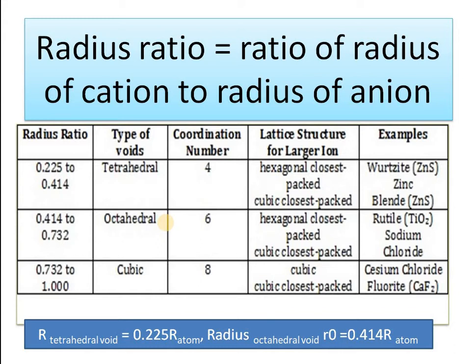Next thing is in regard to voids. Voids we have already discussed; it is only to remember that the radius of a tetrahedral void is equal to 0.225 of the radius of the atom, and the radius of an octahedral void is equal to 0.414 of the radius of the atom. So you can just see the range: the first part, 0.225 to 0.414, is tetrahedral. From this we can remember all these things.